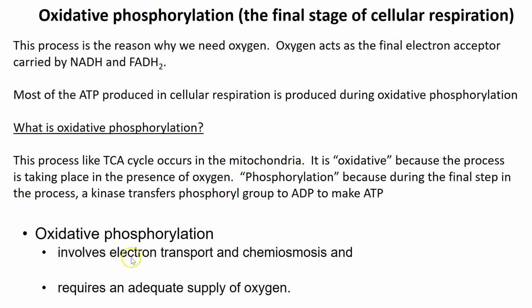Oxidative phosphorylation involves electron transport, as you'll see in a minute, and chemiosmosis, and it requires an adequate supply of oxygen. If any of these things go missing, we don't get oxidative phosphorylation. So if something happens to the electron transport chain and we can't perform chemiosmosis, or we don't have enough oxygen being brought in, then we stop or slow down oxidative phosphorylation.